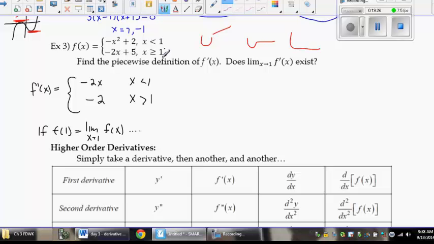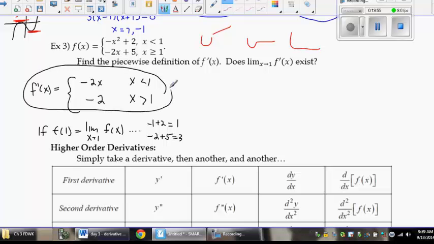that's where I just come up here and plug 1 into both of these equations and see if they line up. So if I plug 1 into here, I'm going to get negative 1 plus 2, which is 1. And if I plug 1 into here, I'm going to get negative 2 plus 5, which is 3. Well, that means my limit from the left does not equal my limit from the right, so it's not continuous at 1. Therefore, the derivative can't exist at 1. Therefore, this is my derivative.